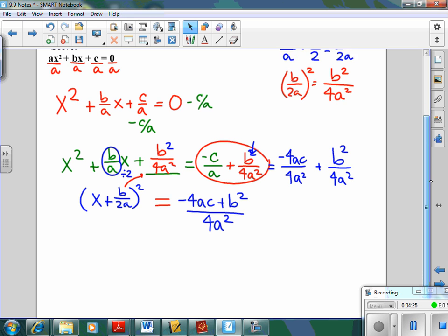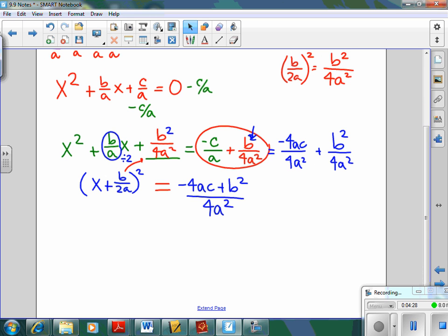So think back to how we completed the square. We have this perfect square that we can take the square root of on both sides.